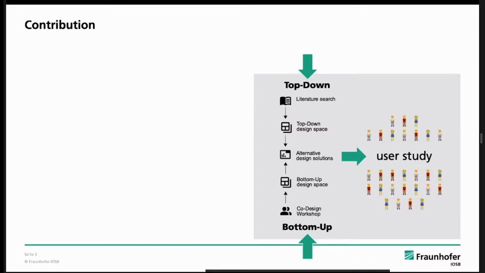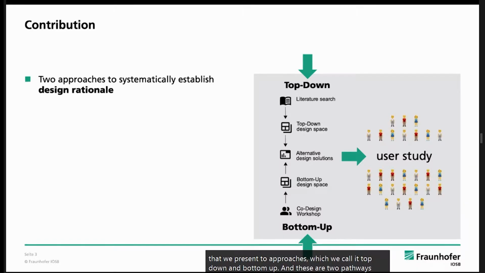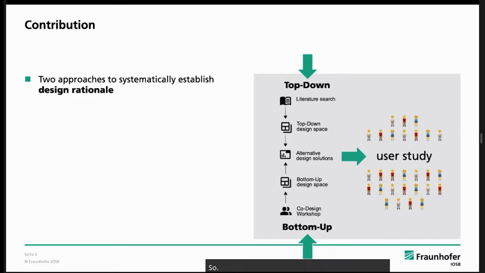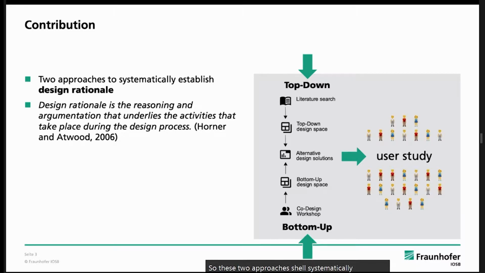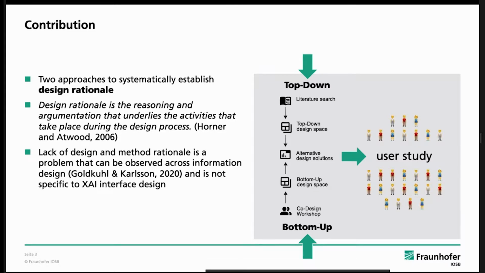So our contribution in the paper for this workshop is that we present two approaches, which we call top-down and bottom-up. And these are two pathways towards developing such alternative design solutions. So these two approaches shall systematically establish design rationale. And design rationale is the reasoning and argumentation that underlies the activities that take place during the design process. And there's generally a need for more design rationale, not only in XAI interface design, but generally across information design.